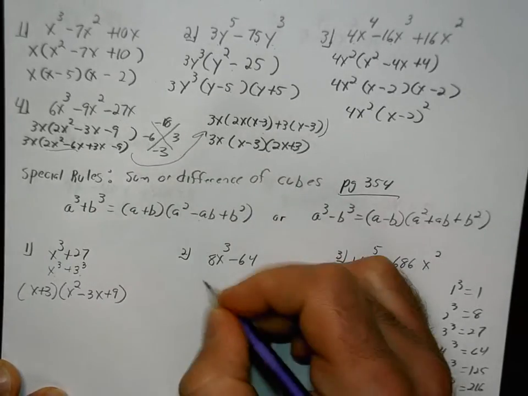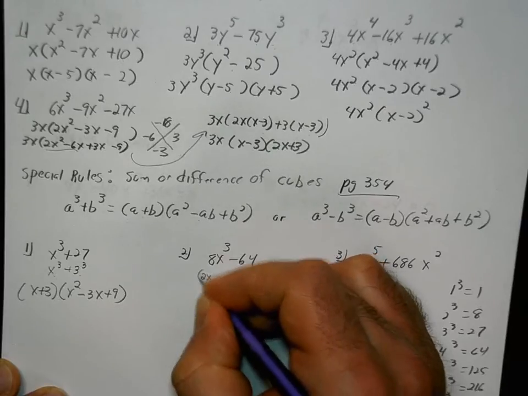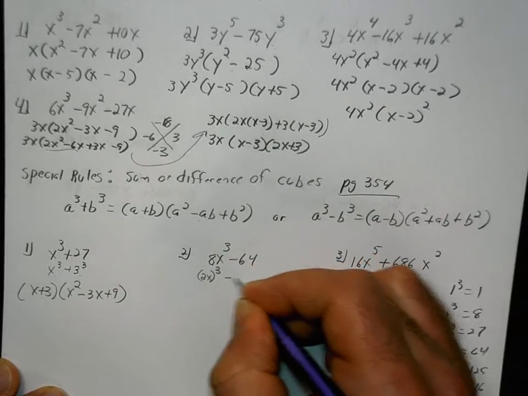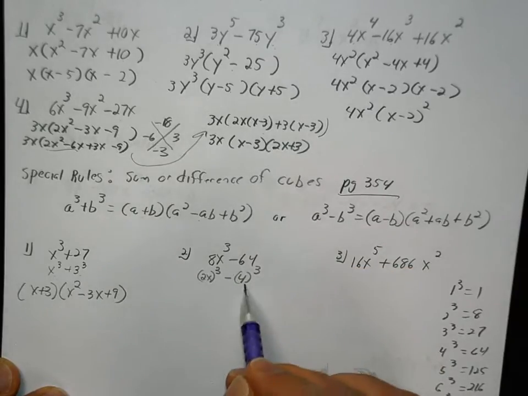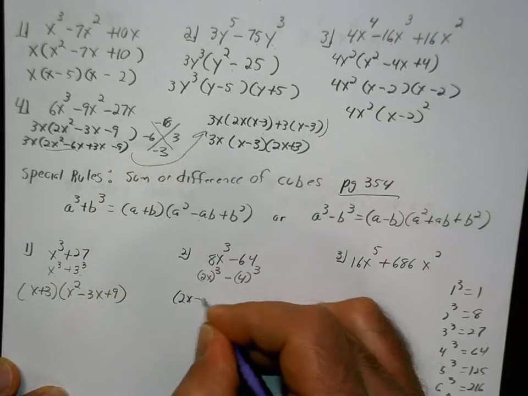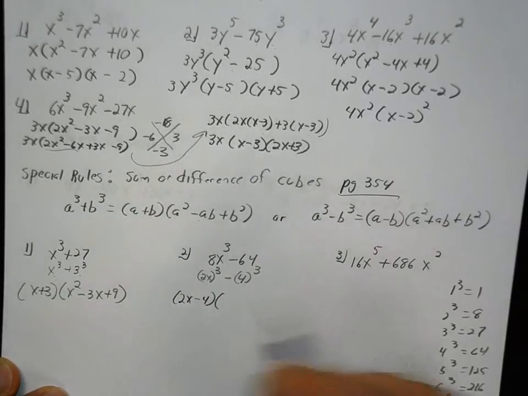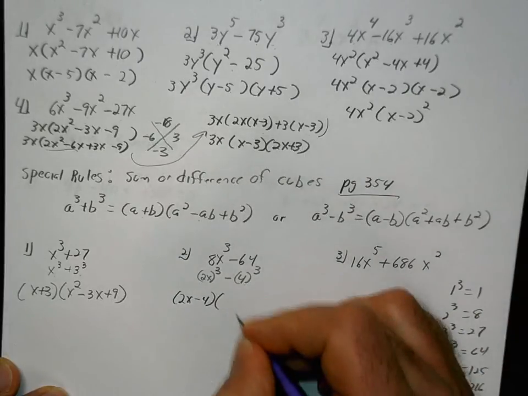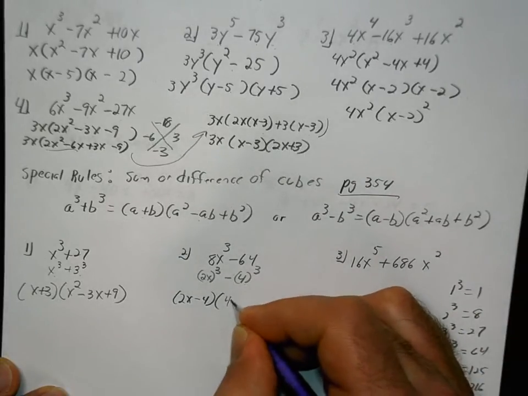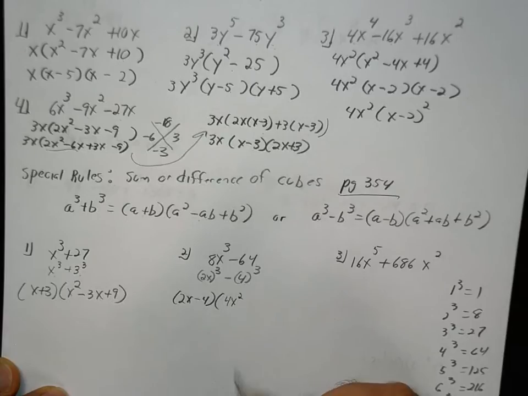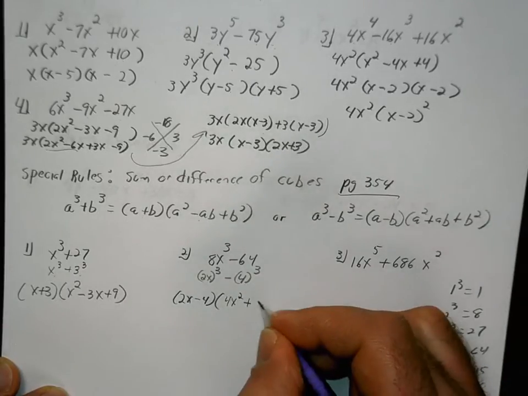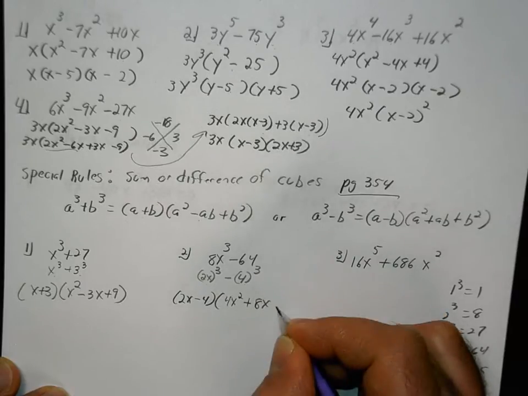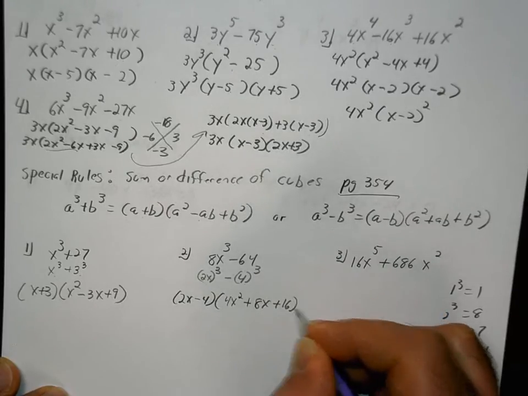This one, what do I cube to get 8? 2, so this is actually 2x quantity cubed minus 4 quantity cubed. So a is 2x and b is 4, and we're following this one here. So this is 2x minus 4, and then 2x squared. When I square 2x, I'm going to get 4x squared, plus 8x, 2 times 4, 8x, and then plus 4 squared is 16.